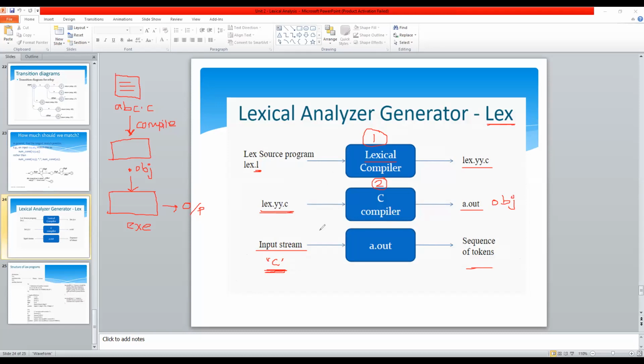So this is the process of how we are going to generate the lexical analyzer. All of you are getting it? Yes.